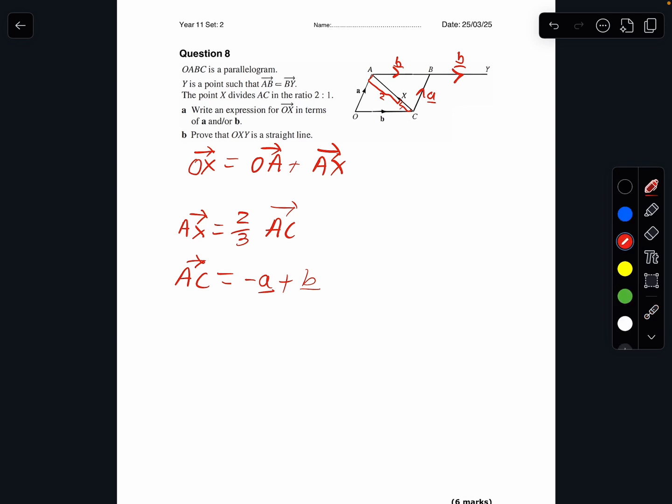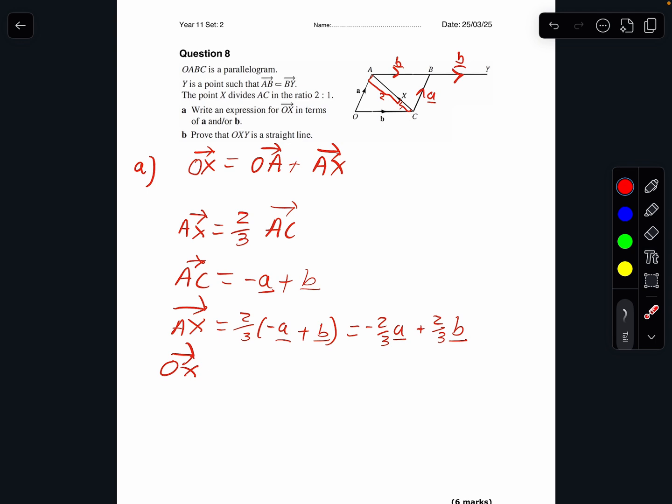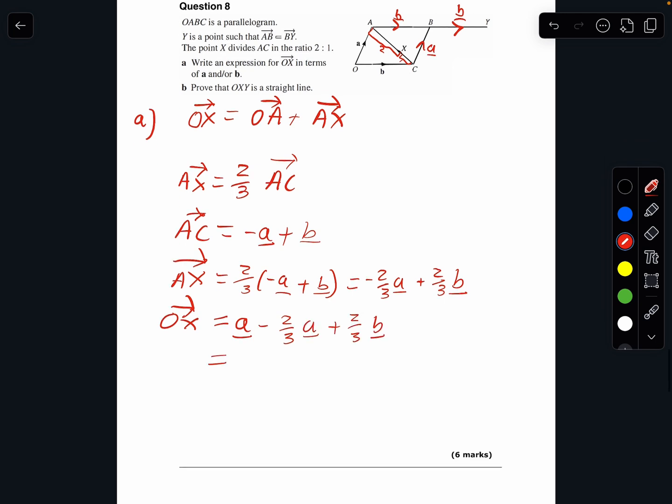It's going to kind of unravel itself, if you will. That tells me that A to X, I'll write my next one like that, A to X is going to be 2/3 of minus A plus B, which is the same as minus 2/3 of A plus 2/3 of B. Now I know that O to X is going to be, subbing into this one, I know what O to A is, it's just A, minus 2/3 of A plus 2/3 of B, which is going to be 1/3 of A plus 2/3 of B. Right, that's the first one done.